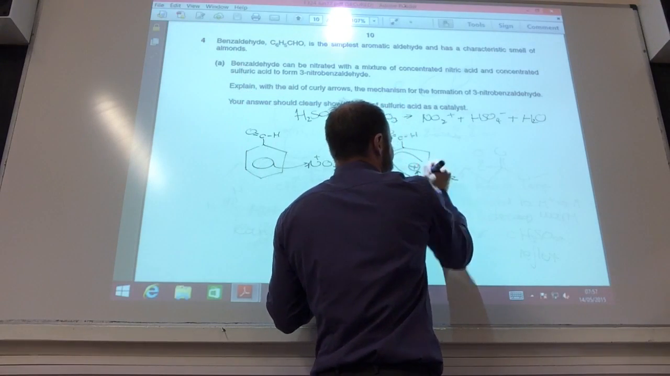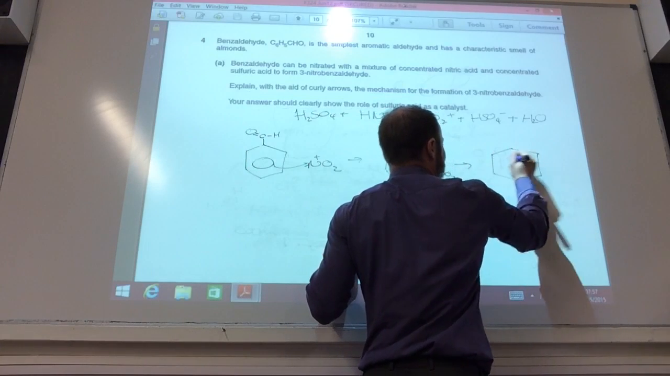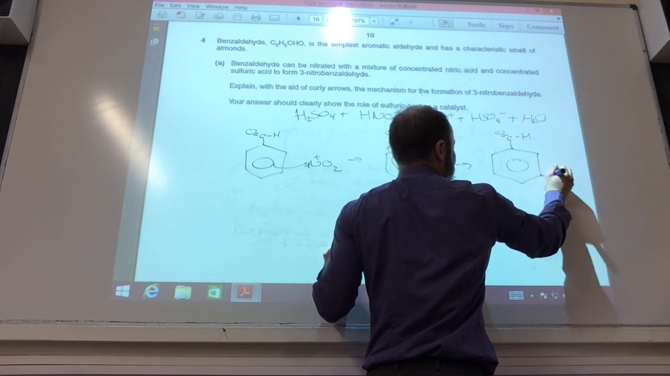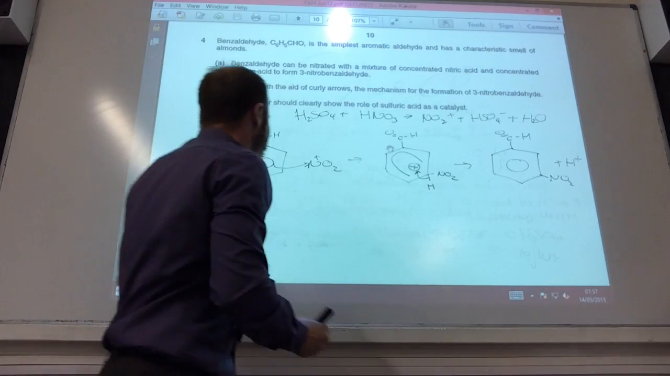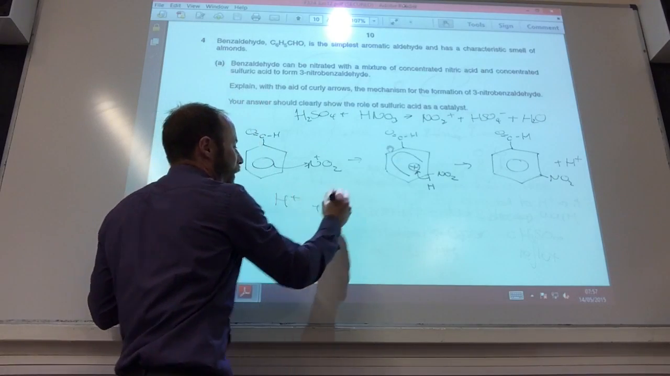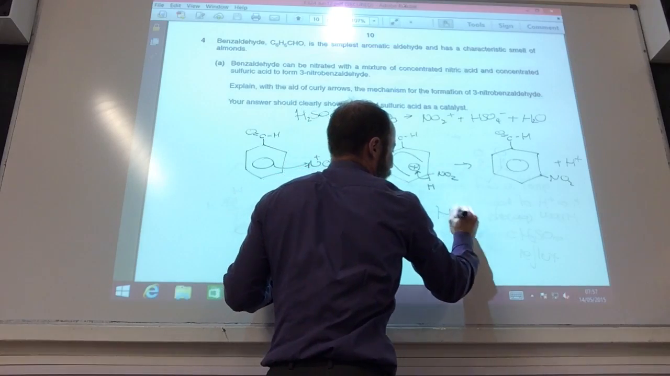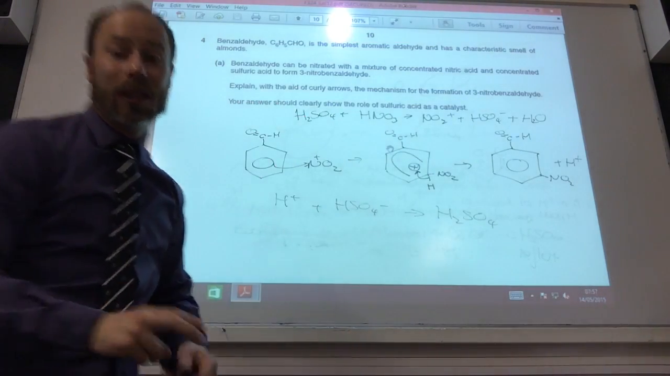The electrons from the bond, the carbon-hydrogen bond, go back into the benzene ring to give me back my 6 delocalized electrons, and I make H+, and then finally my H+ reacts with this one here that I made to give me back my sulfuric acid catalyst, so we can go through the motions again.